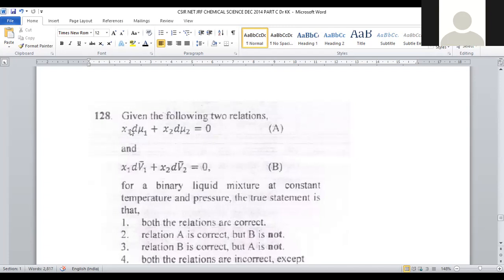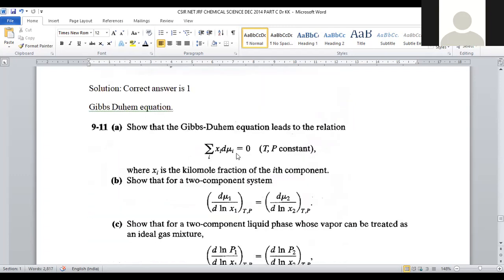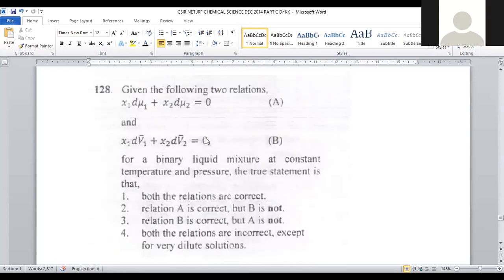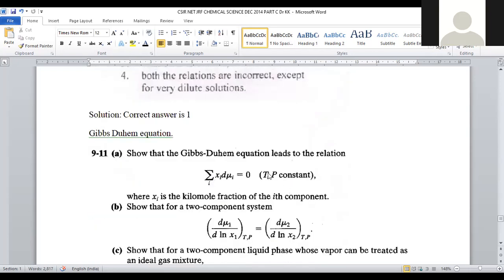If we expand, what happens? x1 d mu1 plus x2 d mu2, because two relations are given for binary mixture. Binary mixture is nothing but two liquids are going to be combined. So for that purpose, here two components only are combined. One is x1 d mu1 plus x2 d mu2. So that is available in this equation. So in this equation, we got the Gibbs-Duhem equation. That's why relation 1 is correct.